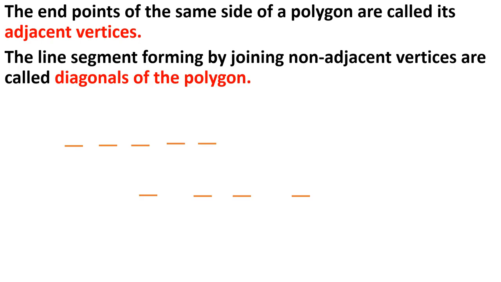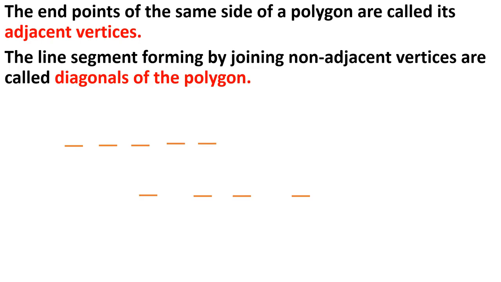the line segments. In other words, the meeting point of a pair of sides is called a vertex of the polygon. Suppose we are making two sides of a polygon, where these two sides meet, that one point is called a vertex.